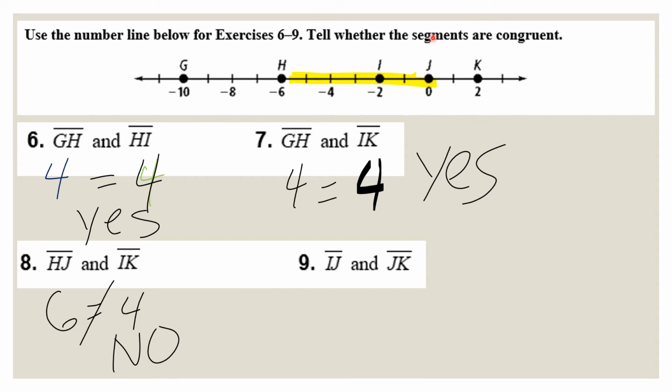Number 9. Neither of these ones we have done, so we have to do new measures here. From I to J, -2 to 0. How many jumps do we make there? I to J would be 2. Now we're looking at J to K. J to K is from 0 to 2. So J to K is also 2 units. So this would also be congruent.